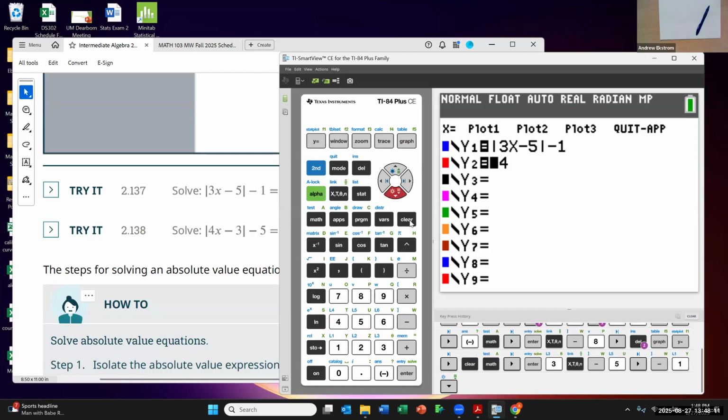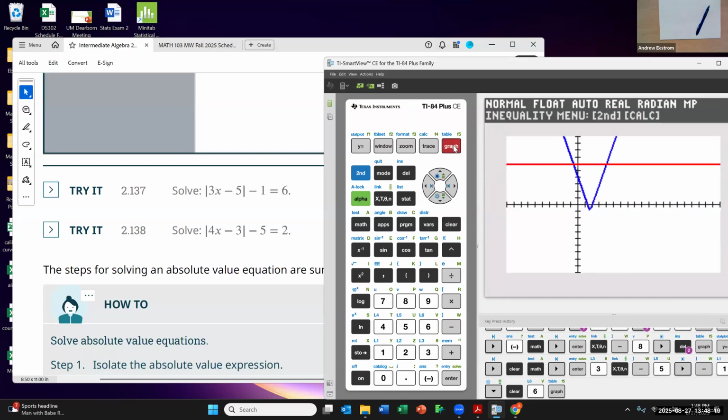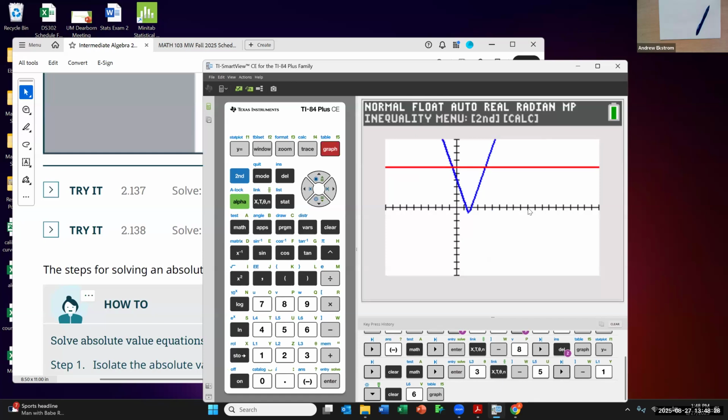And then for the next value here, I'm going to clear that out, and it's going to be 6. Now I can graph that. Where does it look like the red line meets the blue line? Seems like we've got 2 different spots here. And again, because of where this is happening, it might be a bit difficult to actually see what's going on.